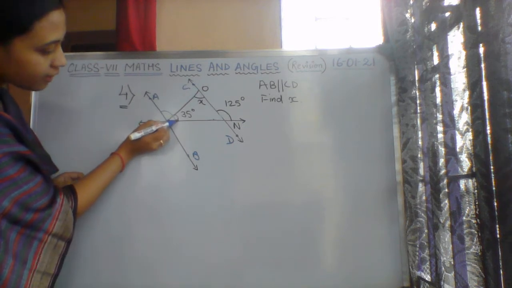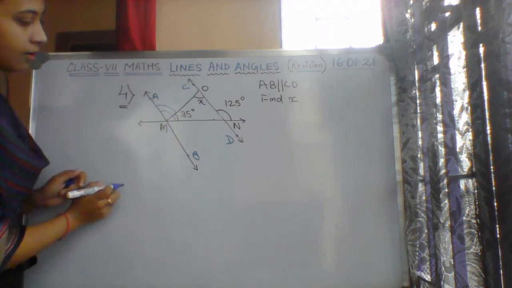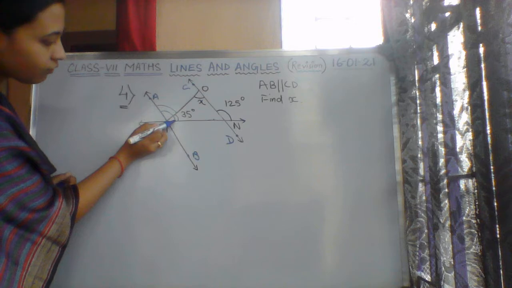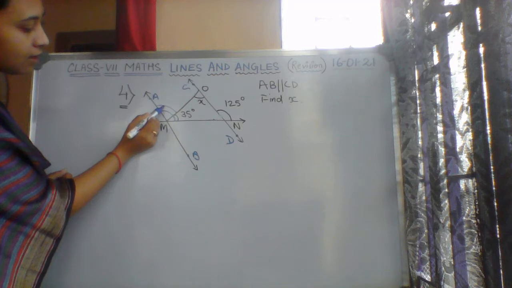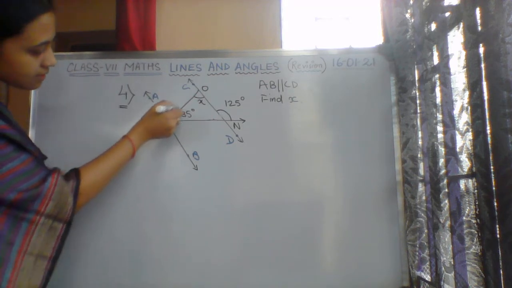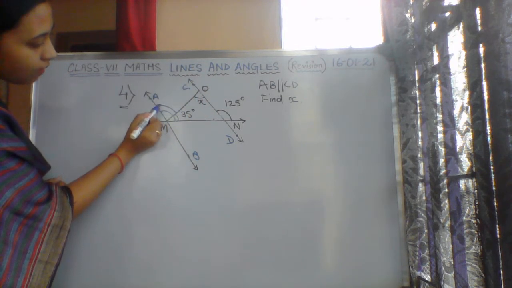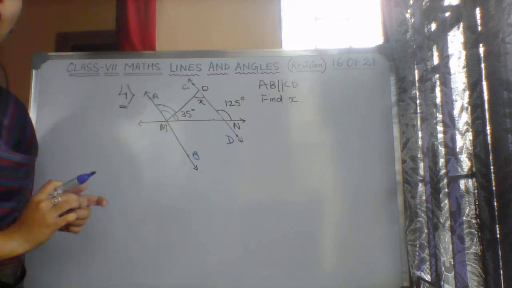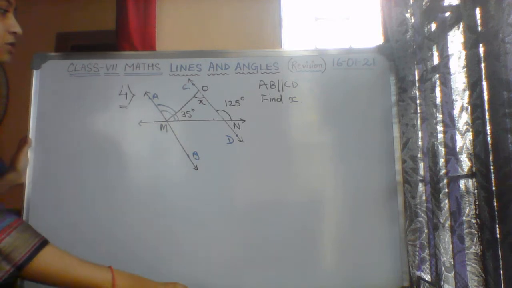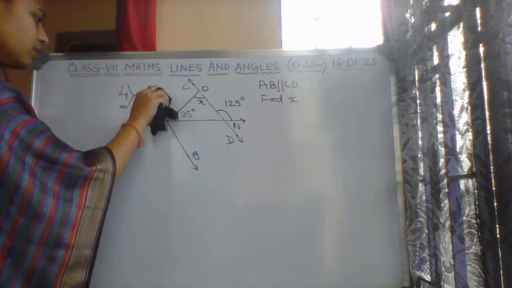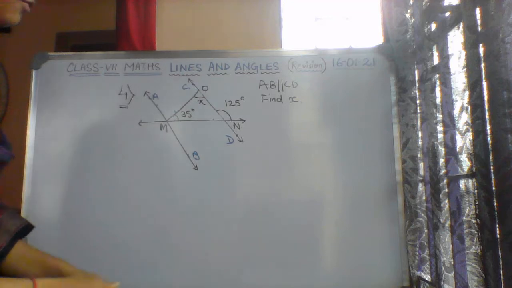But this angle is already given as 35. So how can I get this angle? By subtracting 35 from this 125 degrees, I will get this angle. Then, if you consider this as a transversal, this angle will be equal to this angle. Why? Alternate interior angles. Okay, so that is one method. You can follow any of the methods, and you can also look at the question and find another method if there is one.